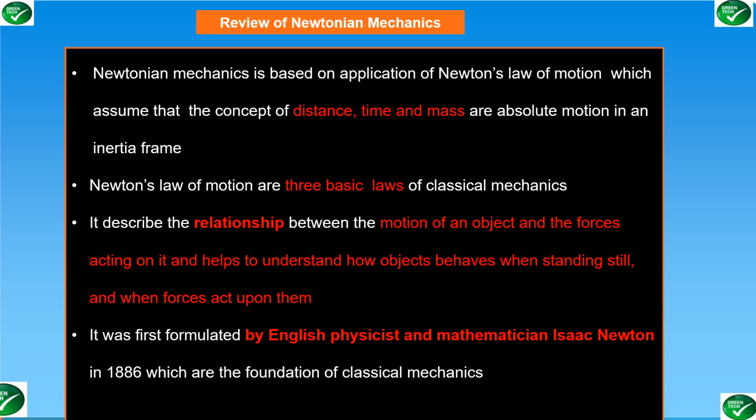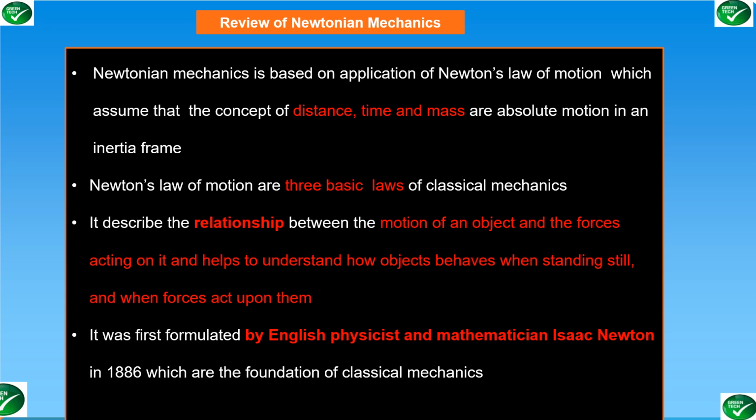Now, the Newtonian mechanics is based on the application of Newton's laws of motion, which assume the concepts of distance, time, and mass are absolute motion in an inertial frame. Newton's laws of motion are the three basic laws of classical mechanics, because they describe the relationship between the motion of an object and the forces that are acting on it.